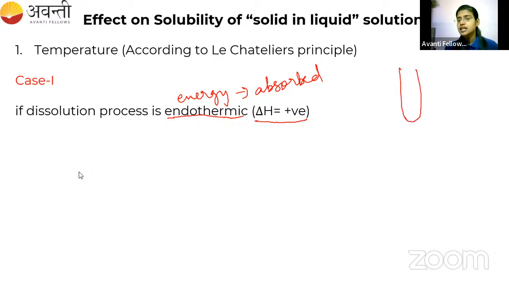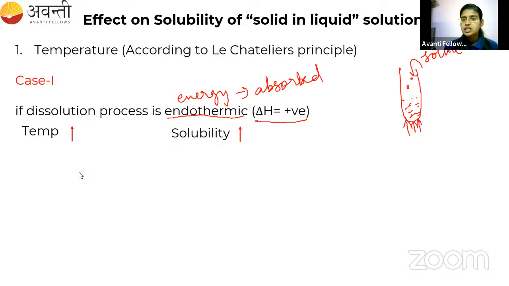Let me explain a little more clearly. Listen. This is a test tube in which I have a solution, and I'm adding some solute particles inside this. While adding the solute particles to the solvent, the test tube may become cold. You can feel the temperature go down. For this type of process, if I increase the temperature of the system by heating it, the solubility of the solute particles inside the solvent will increase.